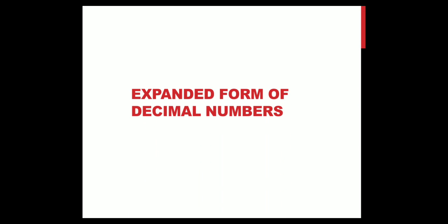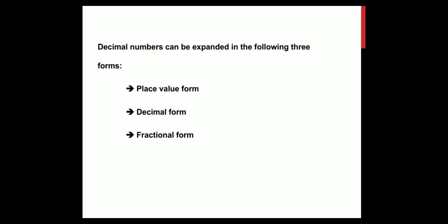So first we are going to see the expanded form of decimal numbers. As I said earlier, there are three methods, or three forms, to write the expansion of decimal numbers. The first one is place value form, the second one is decimal form, and the third one is fractional form. I hope this video will explain these three forms clearly so that you'll be able to understand in more detail.